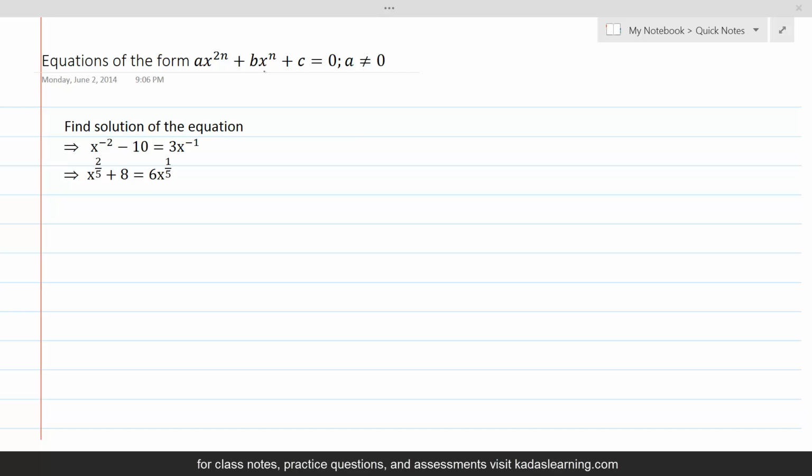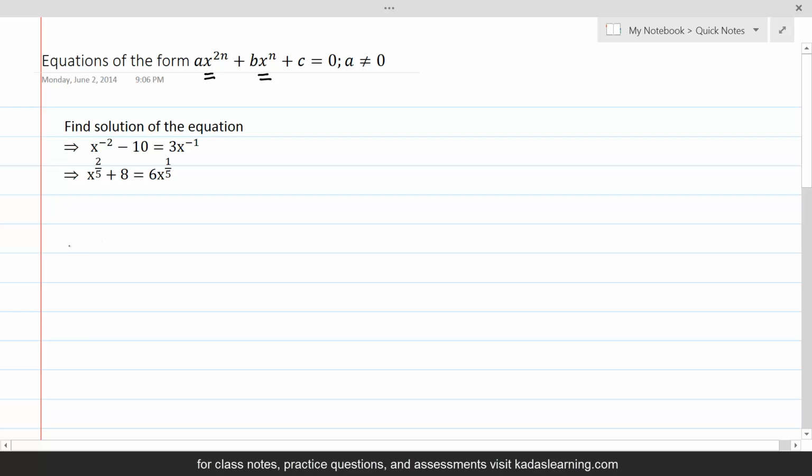Like, if we exclude the coefficient here, x^n is one term and x^(2n) is present in the other term. So if we substitute x^n equal to y, x^(2n) is exactly the complete square of y. So let's get started with the solution of such types of equations.